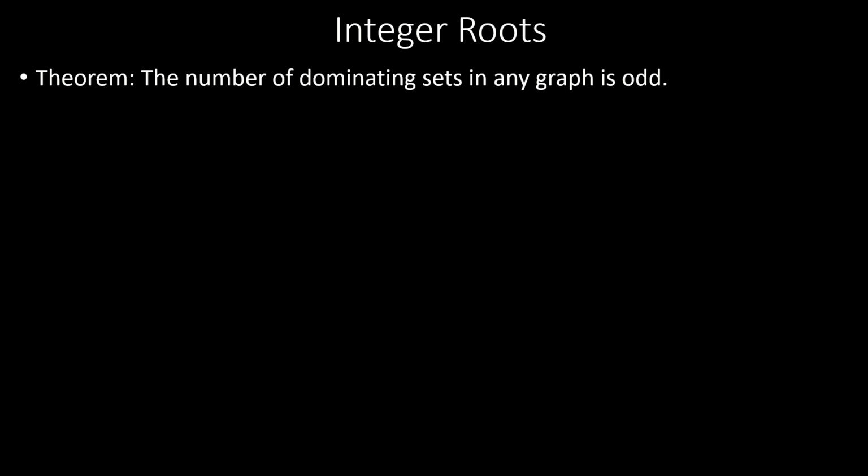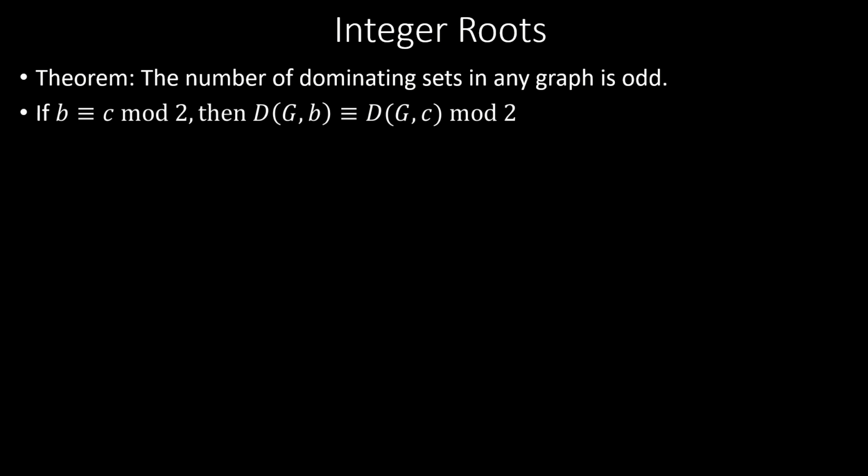Moving on to our next topic, let's examine the integer roots of domination polynomials. First, we'll need to use a theorem that the number of dominating sets in a graph is odd. We won't prove that theorem in this video, but I'll leave a link in the description with 3 proofs of that fact. Secondly, note that if an integer b is congruent to c mod 2, then the domination polynomial of a graph evaluated at b is congruent to the domination polynomial of that graph evaluated at c mod 2.